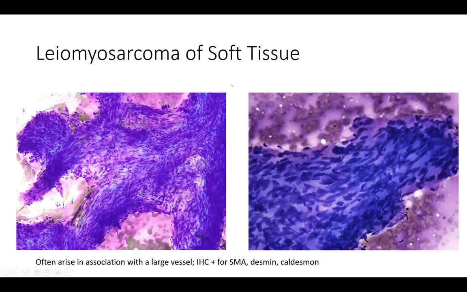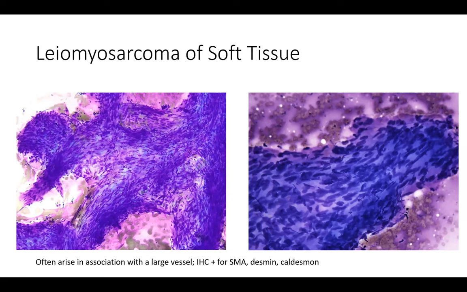So the last spindle cell lesion to think about is leiomyosarcoma of soft tissue. These often arise in association with a large vessel, and so that's a helpful clinical correlation to remember. These yield very busy fascicular fragments with atypical, malignant-appearing spindle cells that are often overlapping within those fragments.